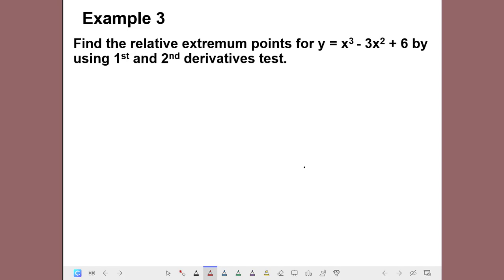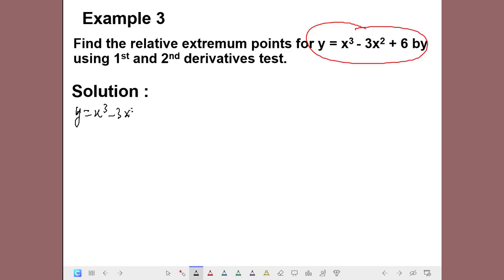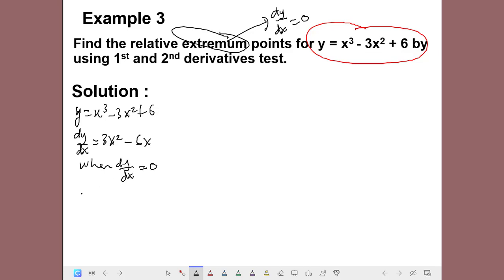Find the relative extremum points for y equals x cubed minus 3x squared plus 6 by using the first and second derivative tests. Solution: we need to differentiate this function. y is equal to x cubed minus 3x squared plus 6. We differentiate y with respect to x: dy/dx equals 3x squared minus 6x. So to find the extremum, we find when dy/dx is equal to 0. It implies that 3x squared minus 6x is equal to 0. Factorize, and then x is equal to 0, x is equal to 2.